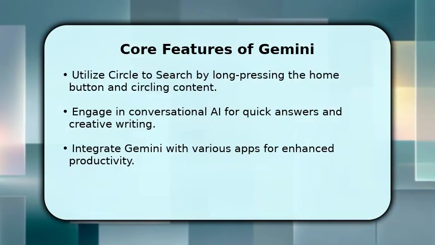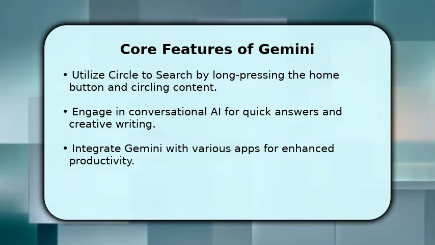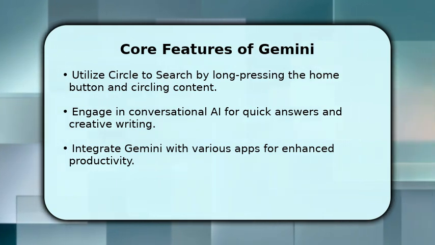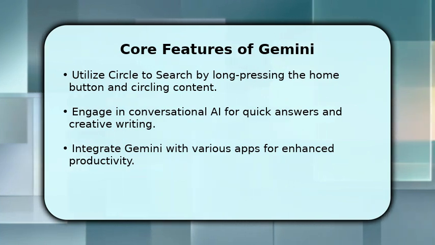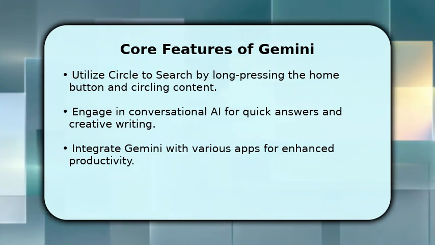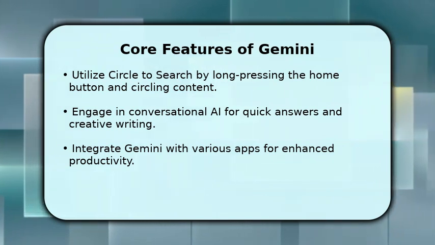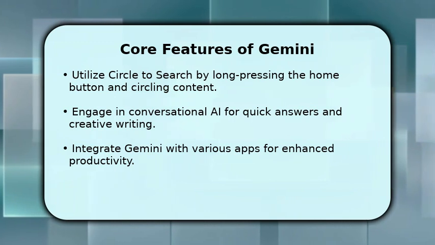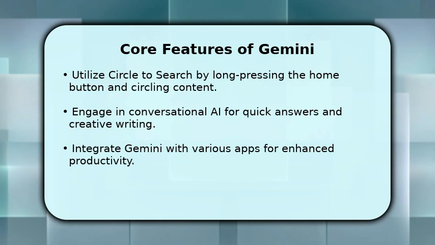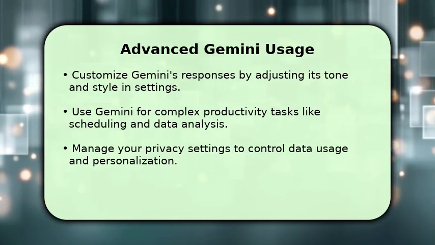Gemini offers several powerful features to enhance your daily tasks. One standout is Circle to Search, allowing you to long press the home button and circle any on-screen item to instantly search for information. You can also engage in natural, conversational AI to get answers, summarize documents, or even draft emails. Gemini seamlessly integrates with many of your existing applications, providing smart suggestions and assistance across your device for a truly connected experience. To truly master Gemini, explore its advanced customization options.